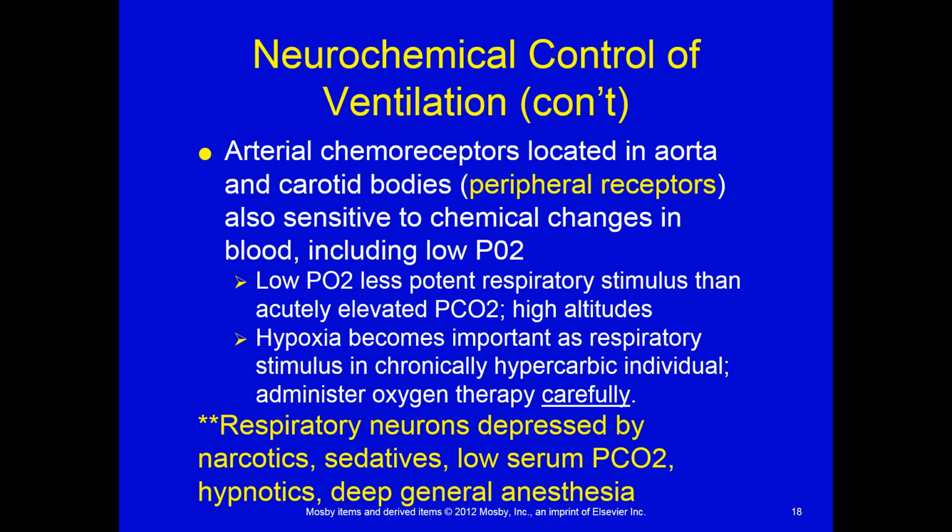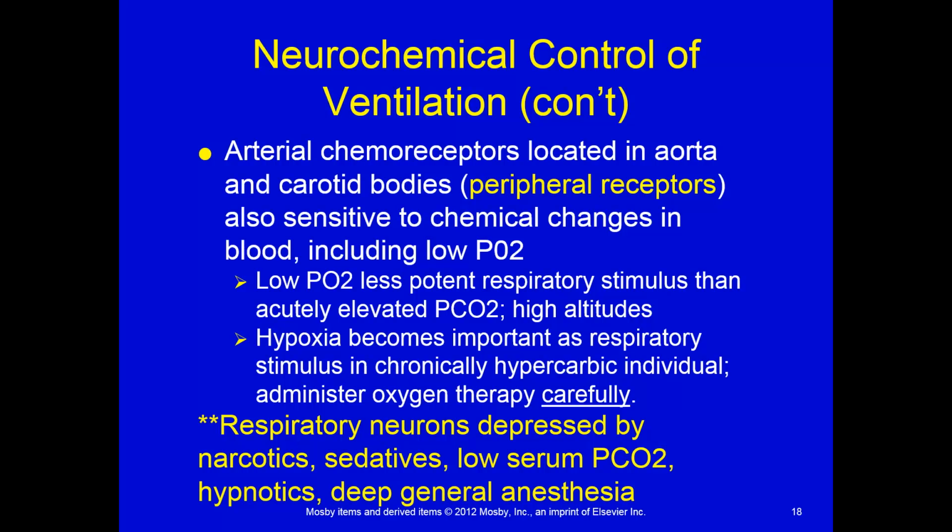Luckily, we've got some peripheral receptors. These are arterial chemoreceptors located in the aorta and in the carotid bodies, actually in the carotid arteries, okay? They're also sensitive to chemical changes, as were the central receptors, but these receptors are very sensitive to chemical changes in the blood surrounding oxygen levels. So peripheral receptors are different than central receptors in that they pay attention to oxygen levels.